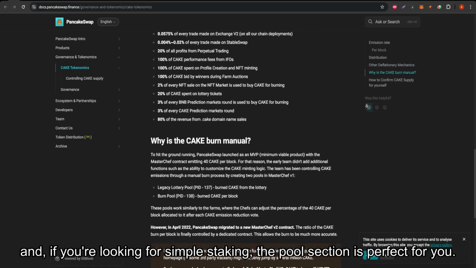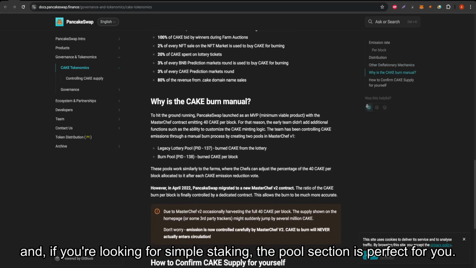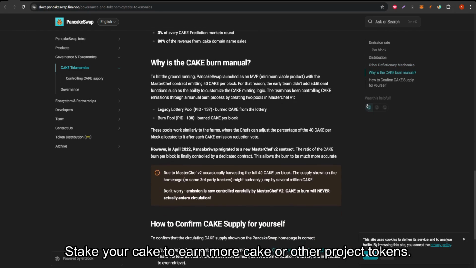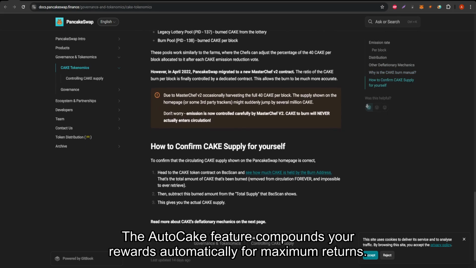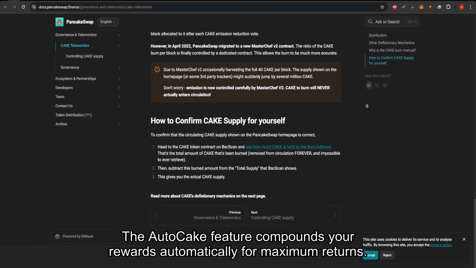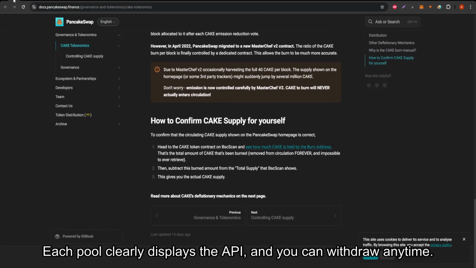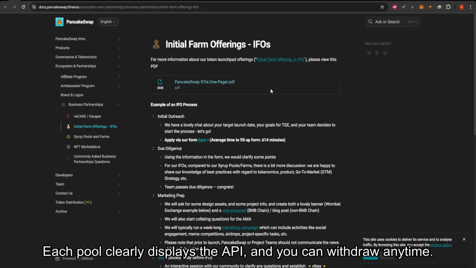If you're looking for simple staking, the Pool section is perfect for you. Stake your Cake to earn more Cake or other project tokens. The Auto Cake feature compounds your rewards automatically for maximum returns. Each pool clearly displays the APY, and you can withdraw anytime.